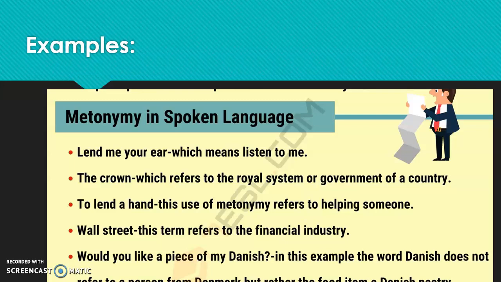To lend a hand. This is, I guess, the most common because I have already heard about it. This metonymy refers to helping someone or being generous with someone else. And we have Wall Street. This term refers to the financial industry. As you can see, we are talking about economical language.